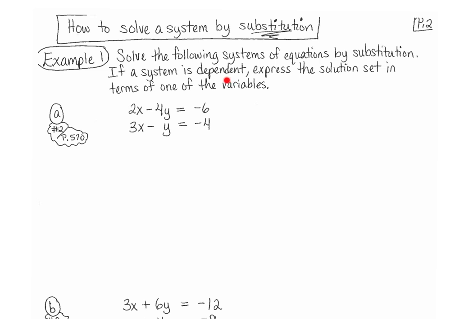They stack. The lines are stacked in terms of solutions. What does that mean? Infinitely many, yes. So if the system is dependent, express the solution set in terms of one of the variables. That helps us indicate that there are infinitely many. And so we'll explain that when we get to it, if that occurs for one of our examples.